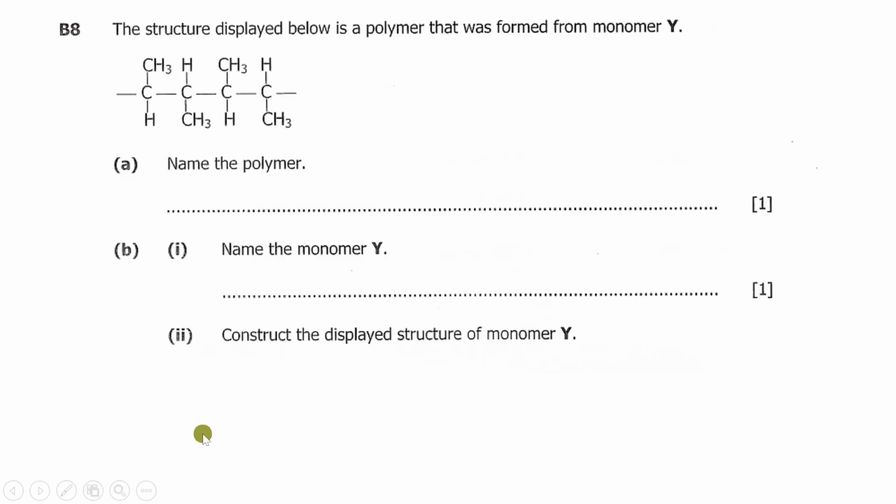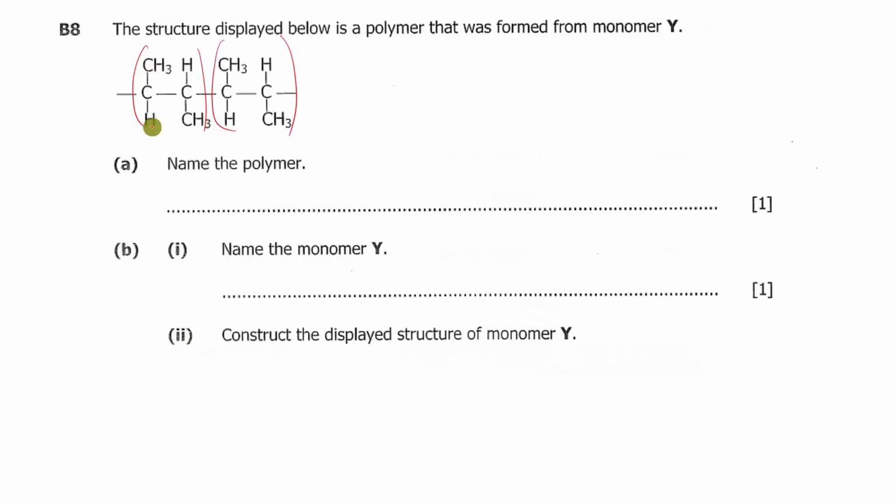So we go to B8. The structure displayed below is a polymer that was formed from monomer Y. This is a polymer that was formed from monomer Y. So the repeating structure is this one here. They are saying name the polymer.